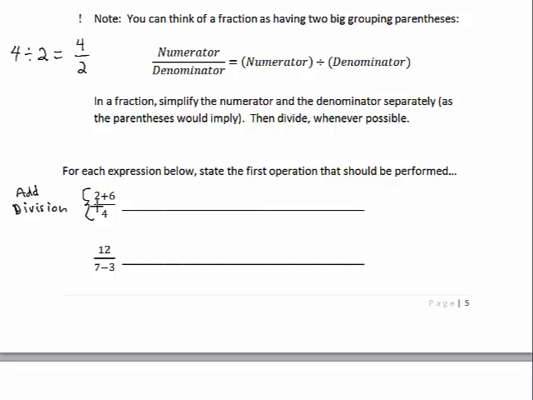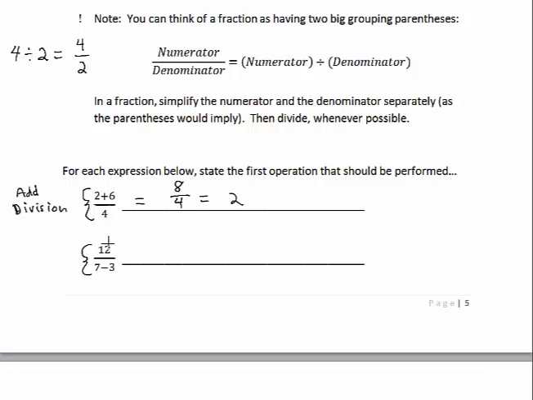But this is a large fraction bar. The addition of 2 and 6 is completely on top and 4 is on the bottom. This is the exception. What we want to do is carry out the addition first and write 2 plus 6 is 8, and carry the 4 over to underneath the 8, and then do the division. 8 divided by 4 is 2.